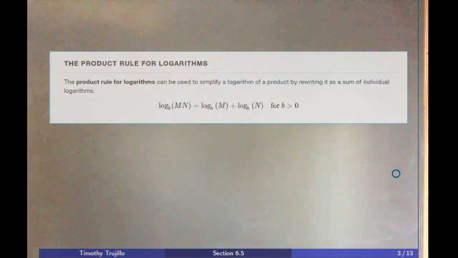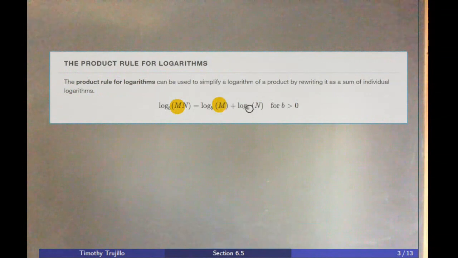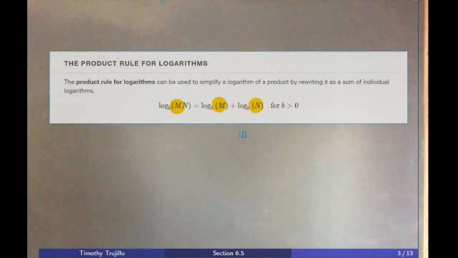Okay, so here's the first one. If you take the log of a product, m times n, then it turns into the sum of the logs. So a product turns into the sum of the logs of each of the factors. I'll give you a few moments, and as soon as you've written this down, give me a thumbs up and we'll move on. Again, this works for any base whatsoever: natural logarithms, base 10 logarithms, and any other base that you would like.